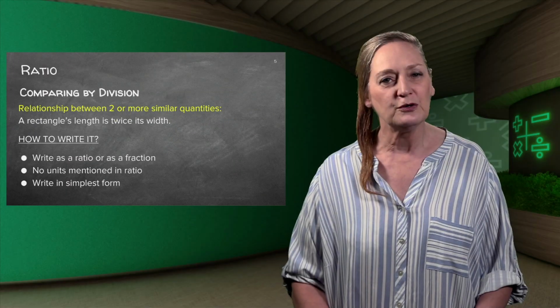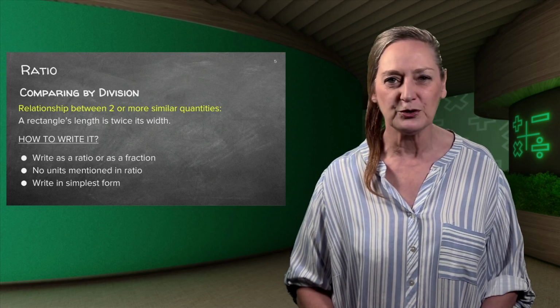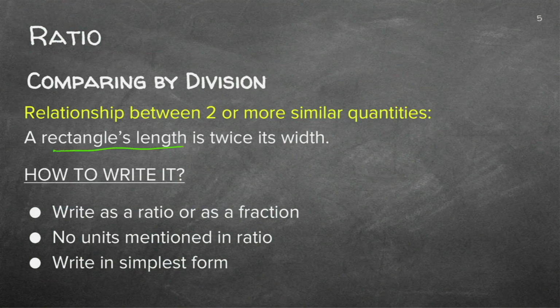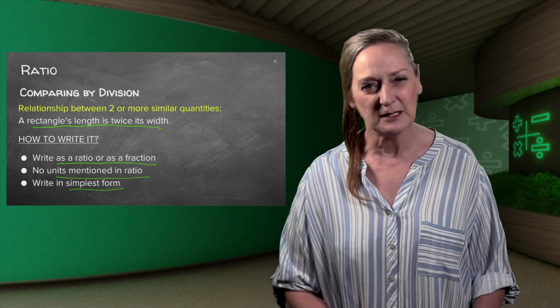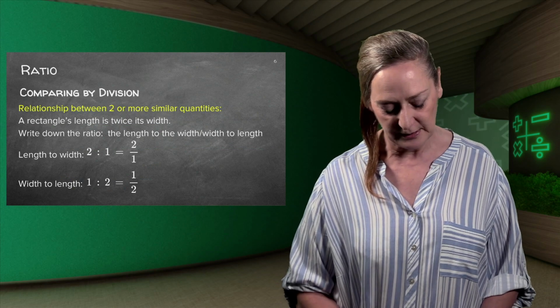So we need to now see how do we write a ratio down. So there's 3 points that I want you to take note of. The example that we're going to use is the rectangle's length is twice its width. But remember, we can also write a ratio as a fraction. We do not mention the units in a ratio, only in the answer. And always write your ratio and your fractions in simplest form. That is very important. So let's look at that example again.